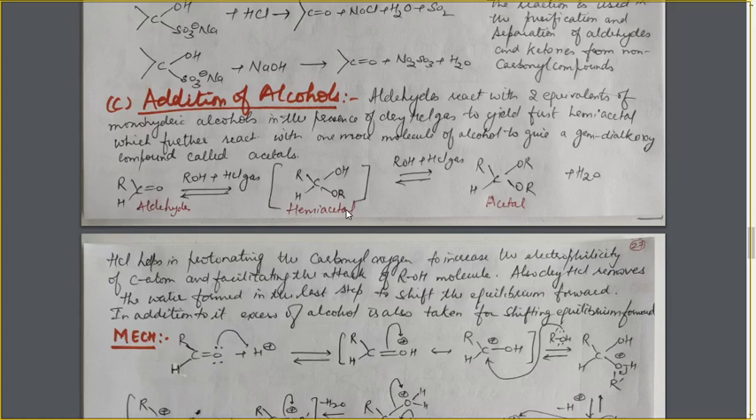During the next step, this OH group will be lost as a water molecule due to the presence of this HCl gas, or we can say that this hydrogen of the alcohol molecule will combine with this OH group to give the water molecule, and this OR group will take the place of this OH group.